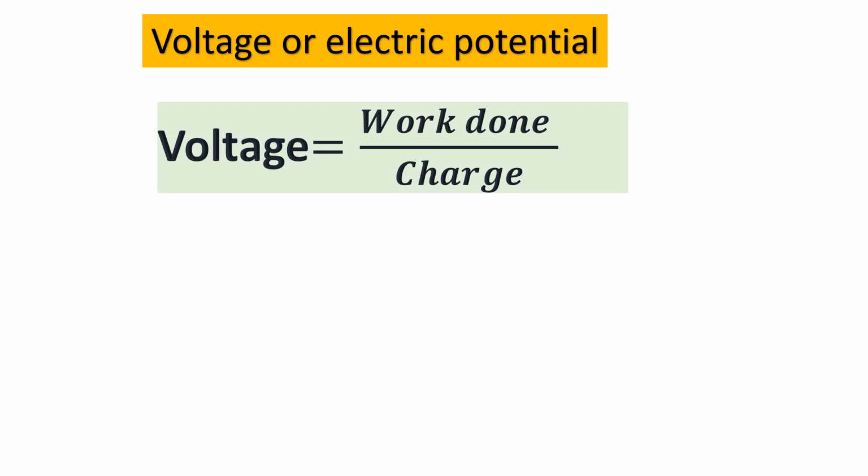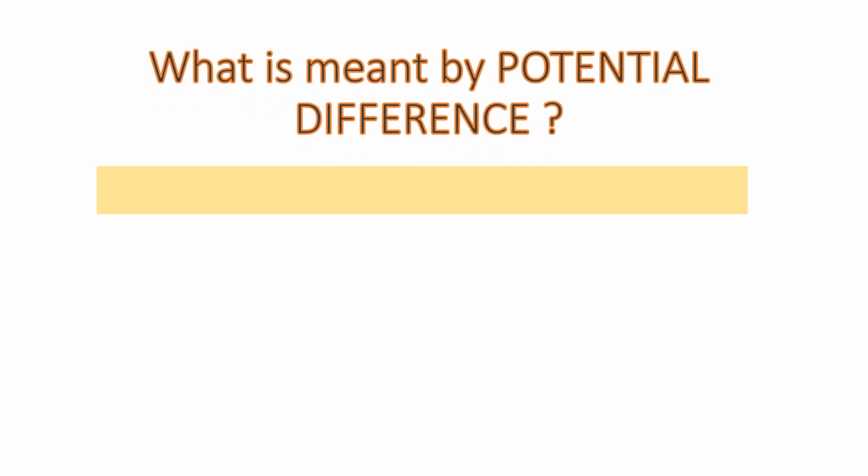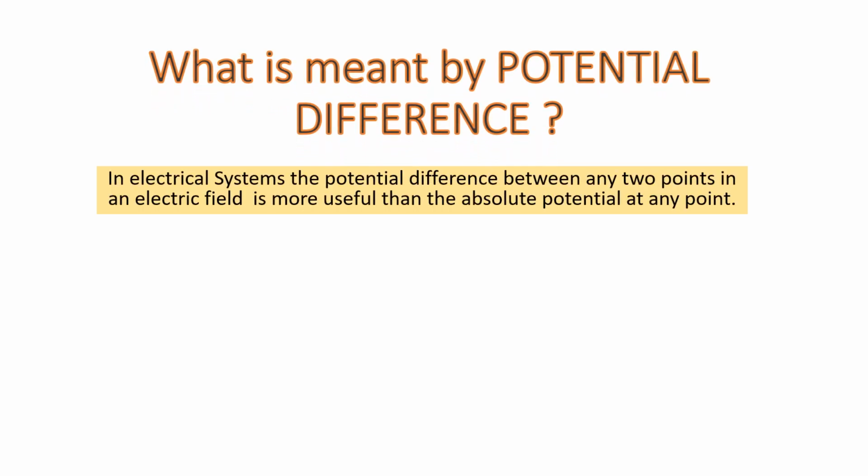So what was voltage? Voltage was equal to work done per unit charge, and by symbols it can be written V equal to W over Q. Now today we are going to learn what is meant by potential difference. In an electrical system, the potential difference between any 2 points in an electric field. So there are 2 points and there are two charged particles inside the electric field. In any electrical system, this thing is much more useful than the absolute potential at any point.